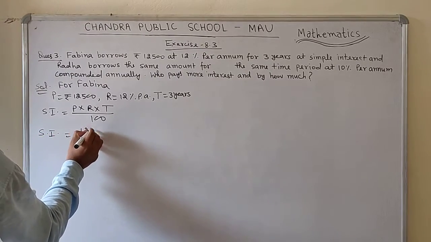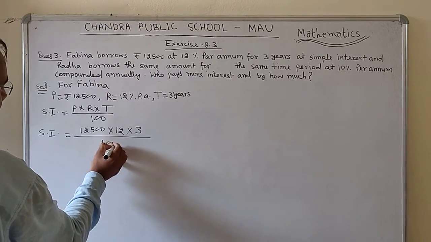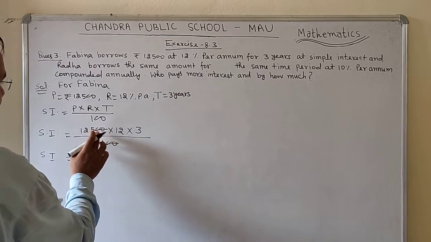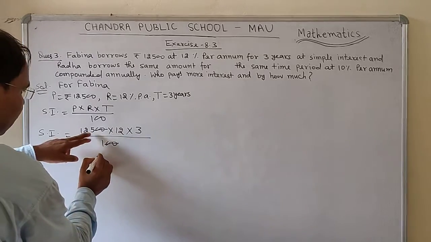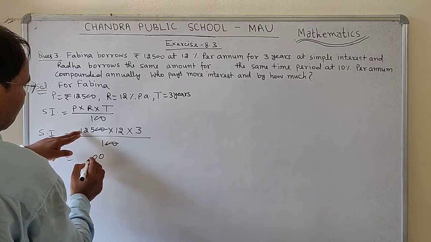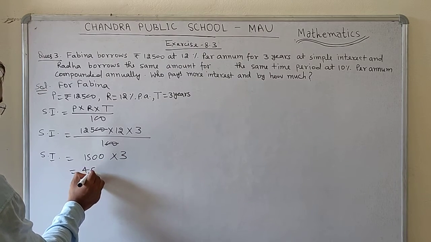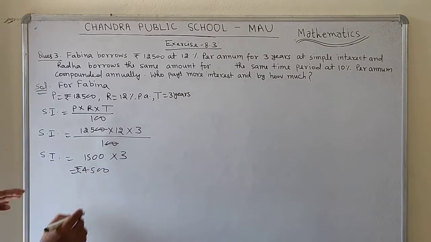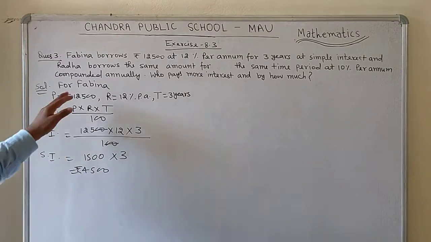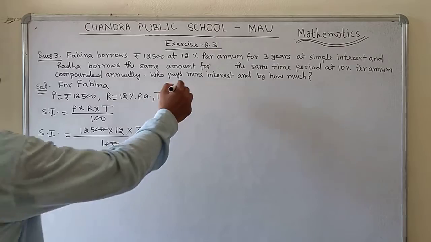equals P 12,500 into rate 12, time 3, upon 100. The two zeros are going to be cancelled. Then simple interest equals 125 into 12 into 3. 12 times 5 is 60, 12 times 2 is 24 and 6 is 30, 12 times 1 is 12 and 3 is 15, into 3. That is equal to 4,500. So simple interest will be rupees 4,500. It means Fabina is going to pay simple interest of 4,500.